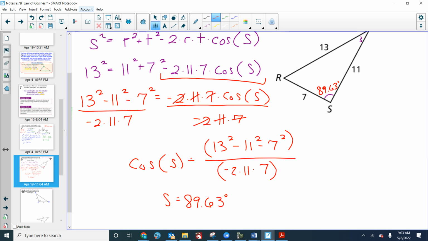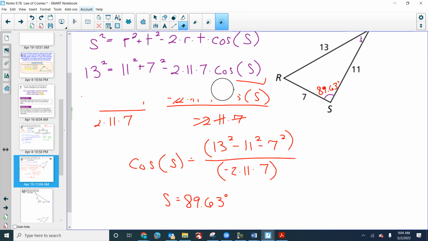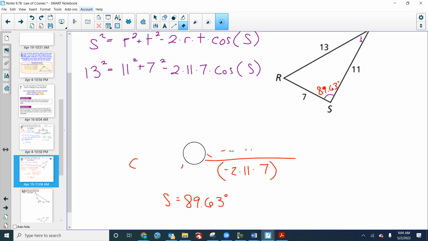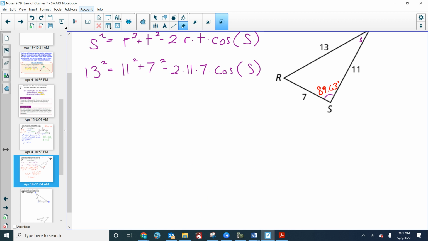Does this make sense, how I solved for the cosine of S? Okay, now let me explain why. I'm going to give you some options. I'm going to explain why I did it that way, and what students will do sometimes incorrectly, because I don't really care which way you do it. I just want to warn you of some things I see, and this is why I'm teaching it this way.